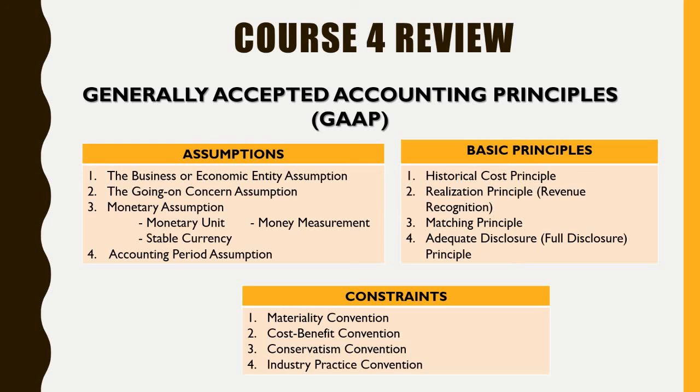So I don't have a mnemonic device to memorize what each one is in each category. But I'll leave it up to you guys to be able to create something creative right there. But I just know that if you want to understand GAAP, you're going to learn your ABCs, which is your assumptions, basic principles, and your constraints. ABCs, okay? And understand there's a total of 12, and there's 4 in each one.